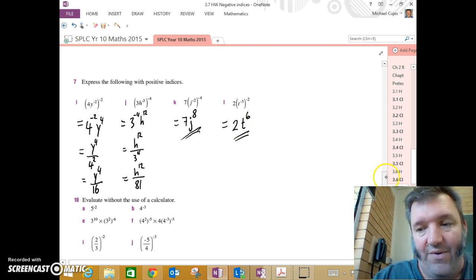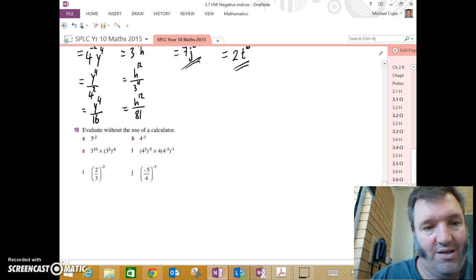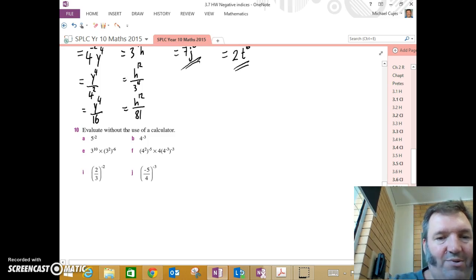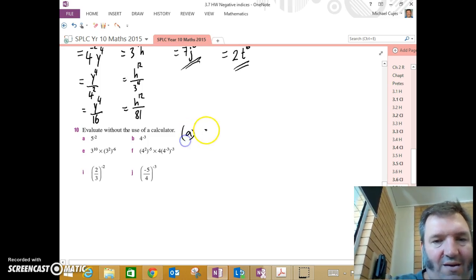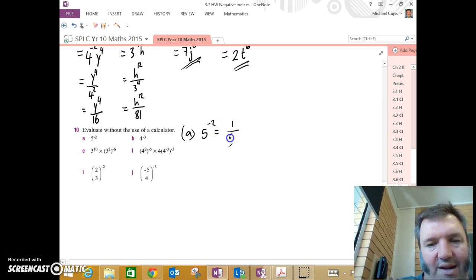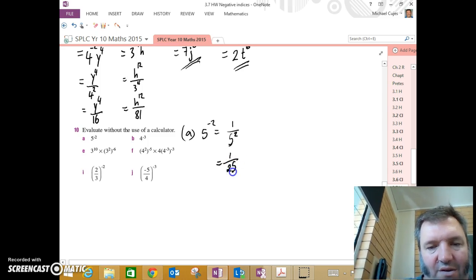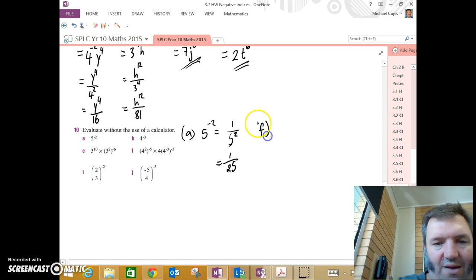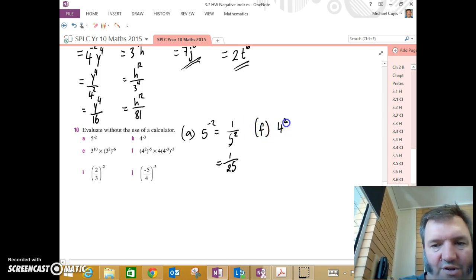Not too bad. Scroll down a little bit further. Number 10, evaluate without the use of a calculator. Let's just pick a few of these to do. Let's start with A, 5 to the negative 2. I know I can move that down into the denominator and make it 1 over 5 squared. Oh, that's 1/25. That's not so bad. Oh, which one looks like fun? Let's have a go at F. 4 squared to the power of negative 5.